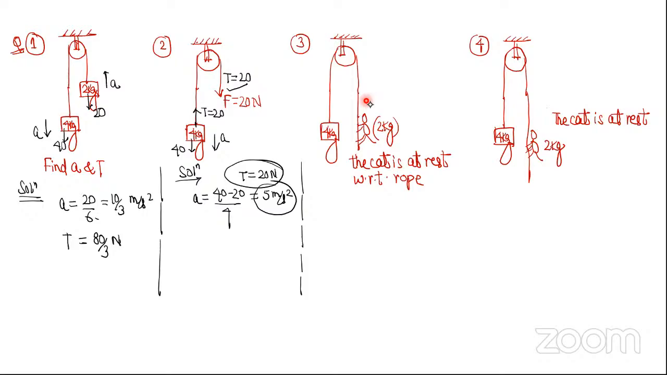Okay, anyone got the answer? Look at the words. The cat is at rest with respect to rope. The cat is at rest. What is the meaning? What is the difference? Can anyone explain? Here the cat is at rest with respect to rope. Here the cat is at rest. What is the difference?